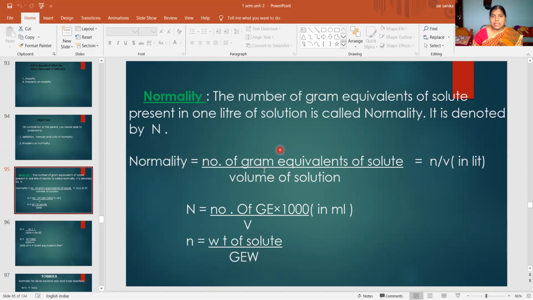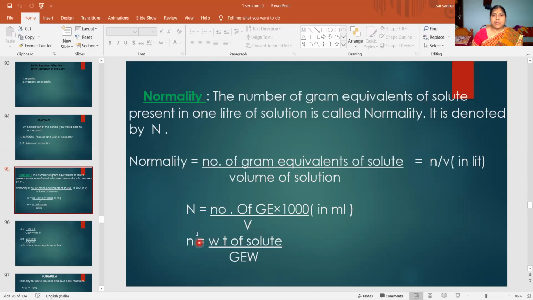Here n is nothing but number of gram equivalents, not number of moles. Here number of gram equivalents of solute. So N is equal to number of GE into 1000 by volume in ml. We will use this formula when volume is in ml, and the earlier formula when volume is in liters. So 1 liter is equal to 1000 ml.